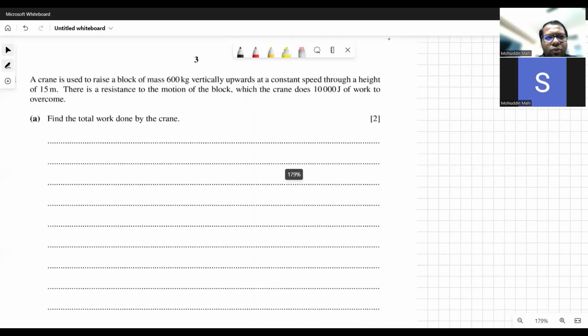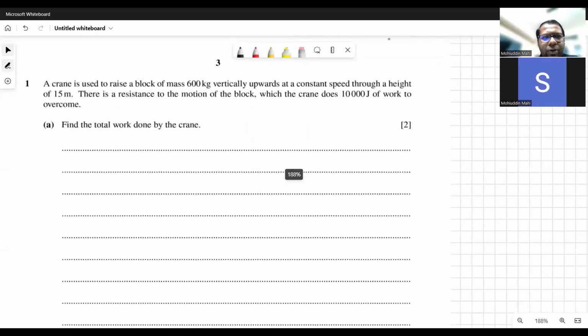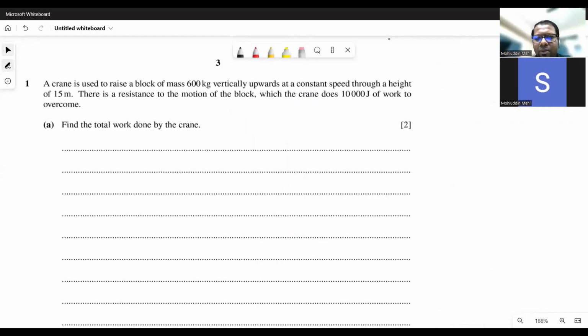Okay, so at first let's go through the question. A crane is used to raise a block of mass 600 kg vertically upwards at a constant speed through a height of 15 meters. There is a resistance to the motion of the block which the crane does 10,000 joule of work to overcome. So that means the crane is raising a block of mass 600 kg with a constant speed. So that means there is no change in kinetic energy because the speed is constant.